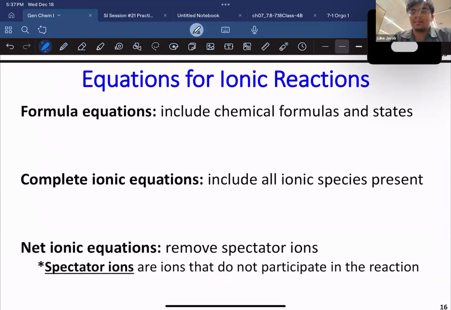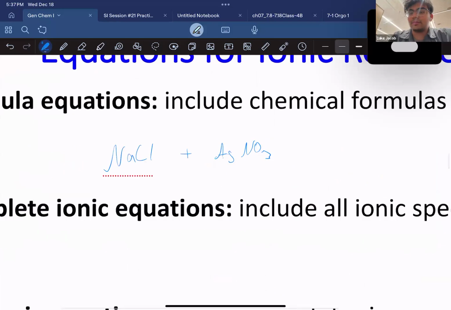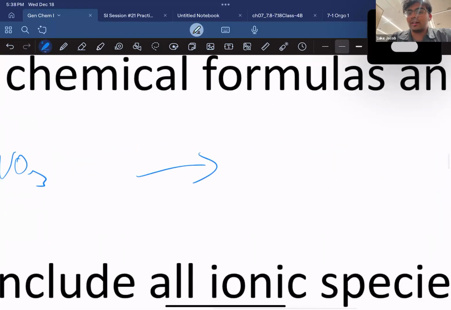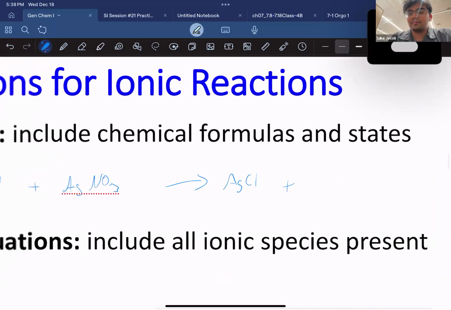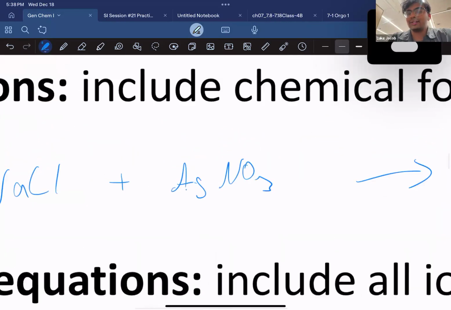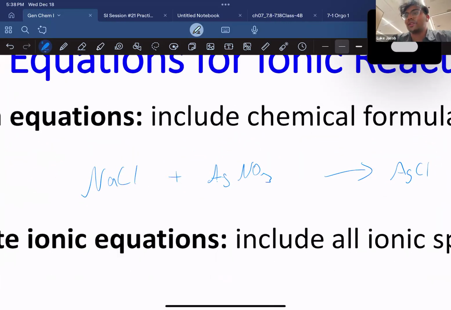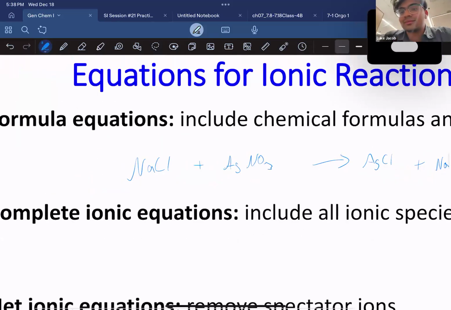Let's say you have NaCl reacting with silver nitrate, right? This would form AgCl plus sodium nitrate, right? Everything's balanced, right? What's the charge of silver? Can anyone tell me what the charge of silver is?